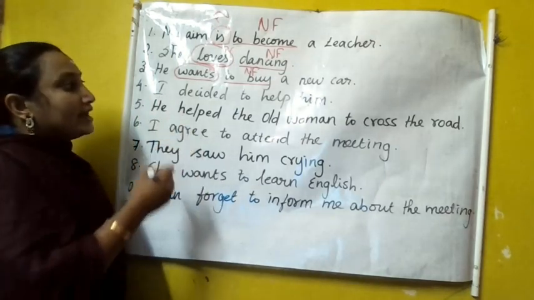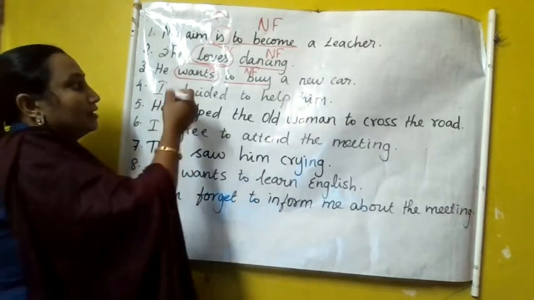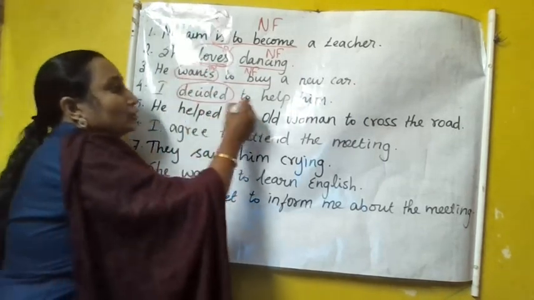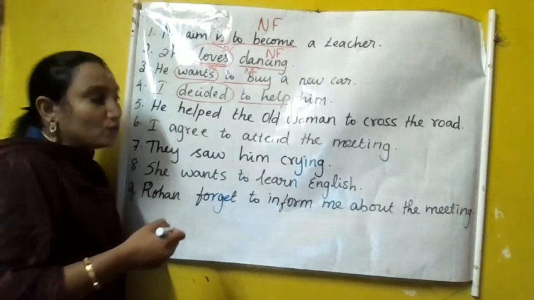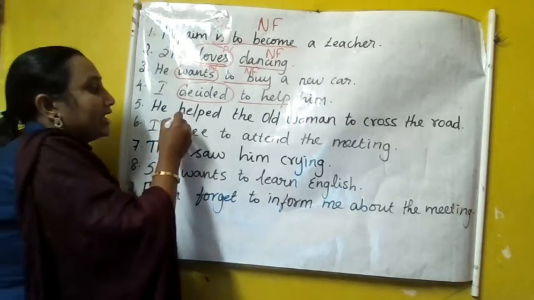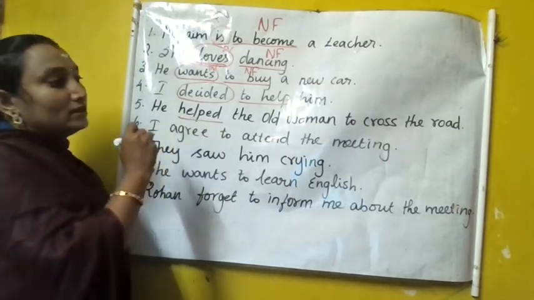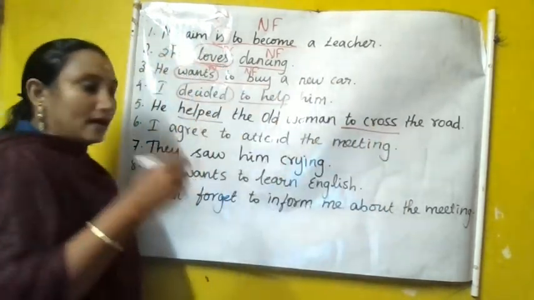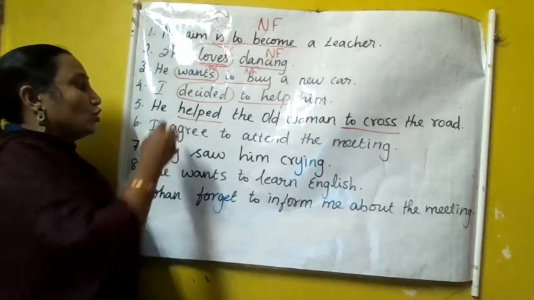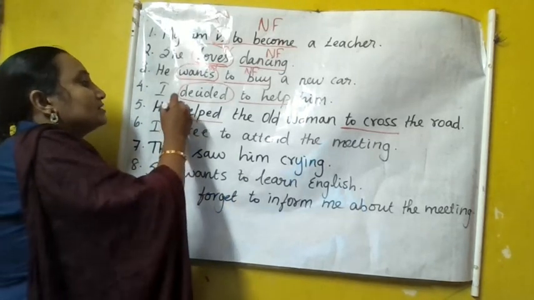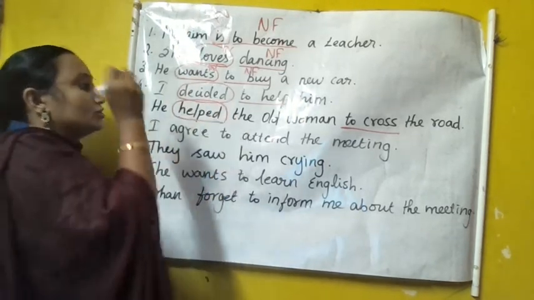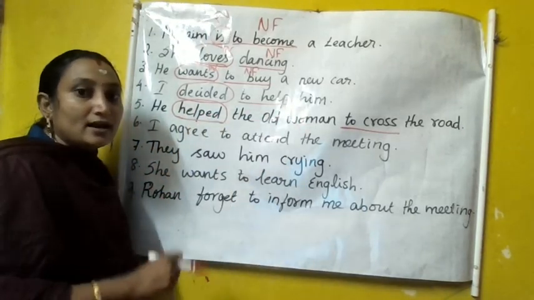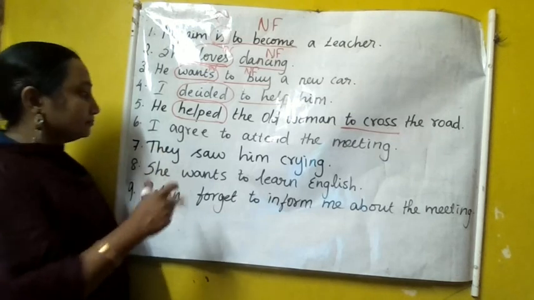Next one, I decided to help him. As you know, decided is the finite verb and to help is the non-finite verb. He helped the old woman to cross the road. So to cross is another verb. As we know, the verb helped comes next to the subject, so it is finite verb. To cross is the non-finite verb.